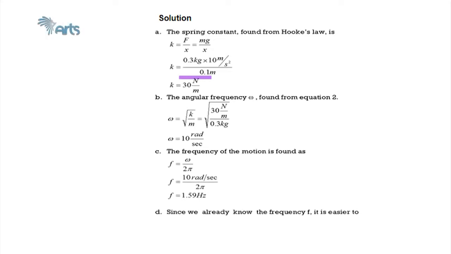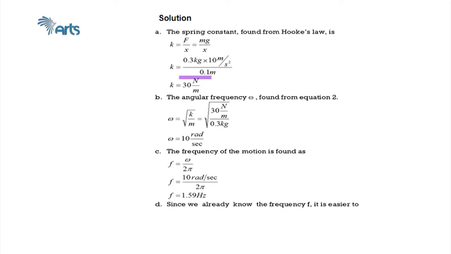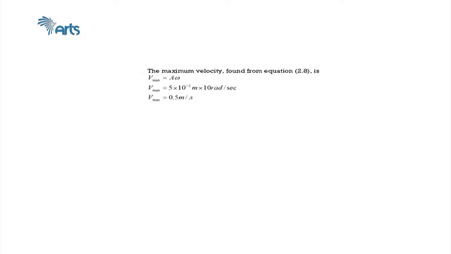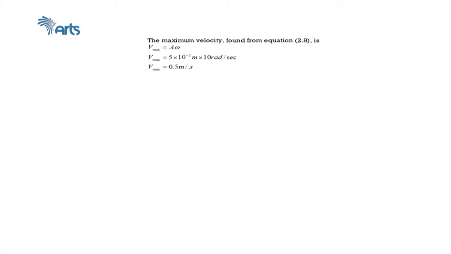Since we already know the frequency f, it's easier to calculate the period T, and we know that period is equal to 1 over frequency. 1 divided by 1.59 Hz gives us 0.628 seconds. The maximum velocity can be found from the expression V max is equal to A times omega. We know the amplitude is 5 times 10 to the power of minus 2 meter, that's 5 centimeter, times 10 rad per second, which gives us 0.5 meter per second.